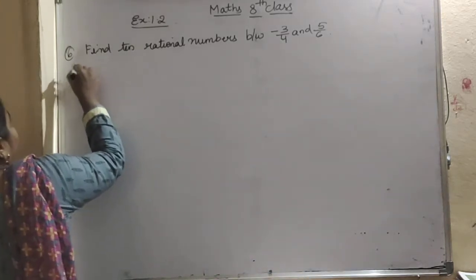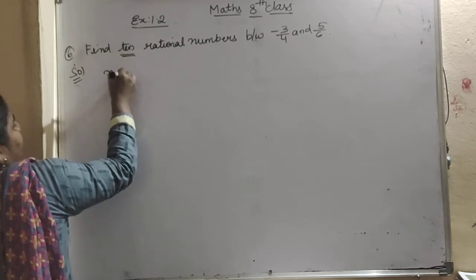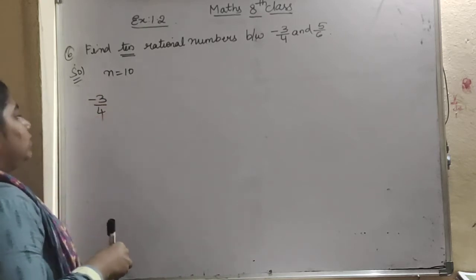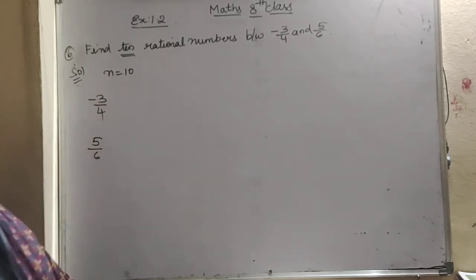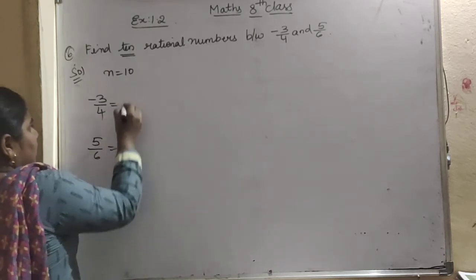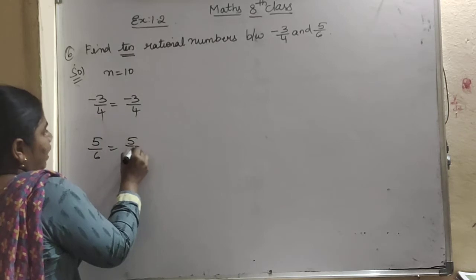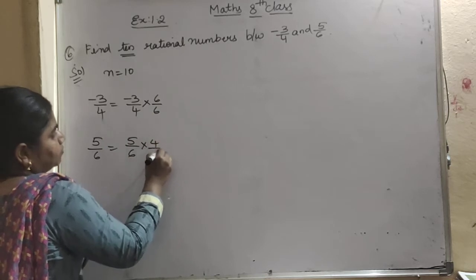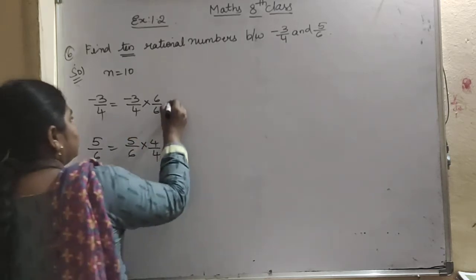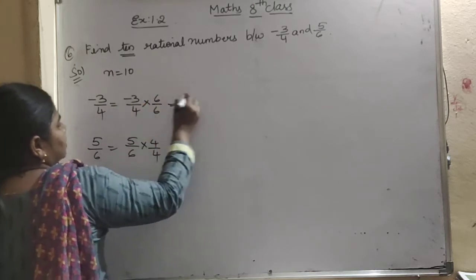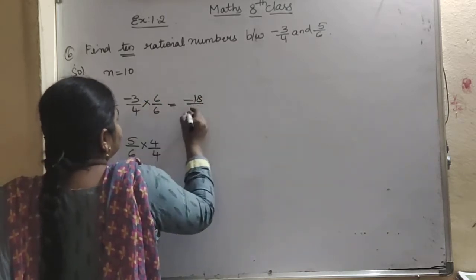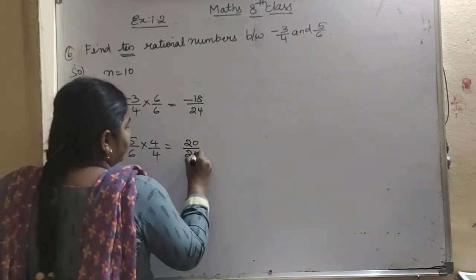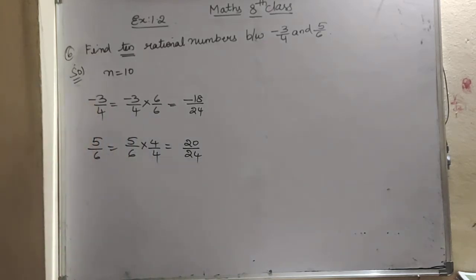So now, what are the two numbers here? We want 10 rational numbers, so n value will be 10. And this minus 3 by 4 we have to write here. 5 by 6 is here. So just cross multiply the terms. Minus 3 by 4. 5 by 6. This 6 I am multiplying here. This 4 I am multiplying here. Okay. Now you multiply the terms. Minus into plus will be minus. 6 3s is 18. So 18 by 6 4s is 24. And here 5 4s is 20. By 6 4s is 24. So between these two, we can take 10 rational numbers.